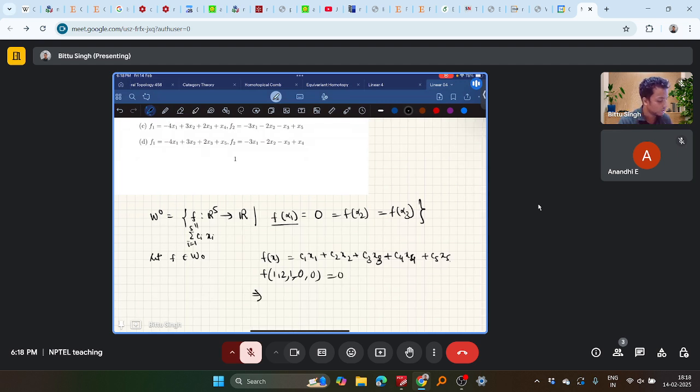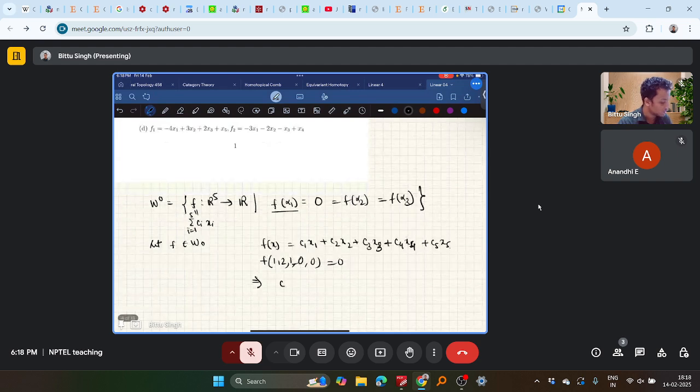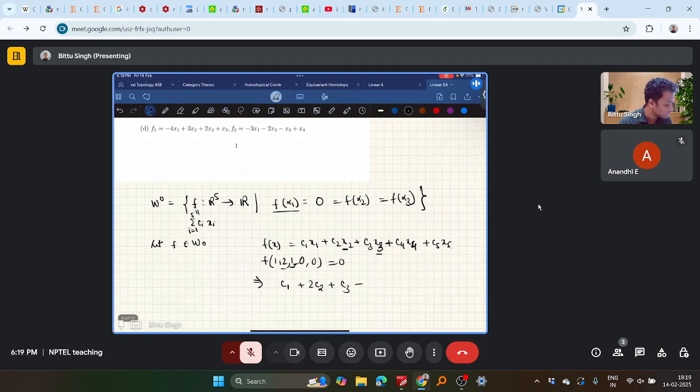So what is the implication? We'll get the relation C1 plus 2C2. We are putting 2 here and similarly 1 here, which will give you C3, and then everything is 0. So it is 0 times C4. We are putting the value of the coordinates. Plus 0 times C5. This is given as 0.